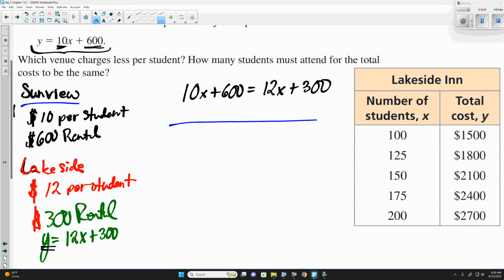What do we want to do first? We can minus 300 from both sides. You wouldn't be wrong to minus 600 from both sides, or minus 10x or 12x. So we just need to pick one. So we'll do 300. And we minus 300 from both sides.